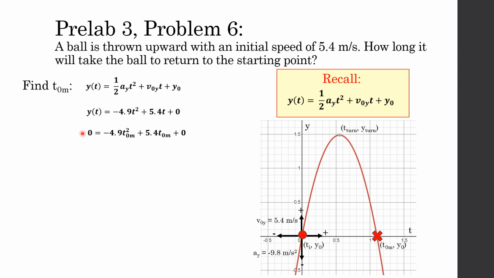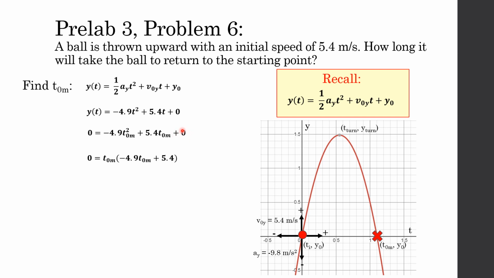Now, we're going to set this equal to 0, right? Because we want to know what the times are, because we're solving for how long. We're solving for a time. We want to know how long it's going to take before it returns to the starting point. Well, we know the starting point is 0 meters. That's why I set this equal to 0 meters, because this represents our position, right? So this is 0 meters. We set that equal to negative 4.9 t squared plus 5.4 t, and then, of course, we have this 0 here, just a placeholder 0, right?